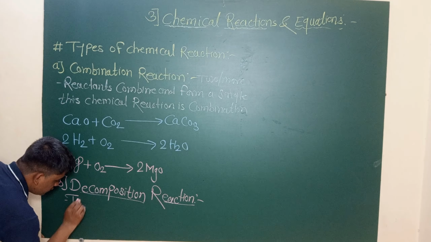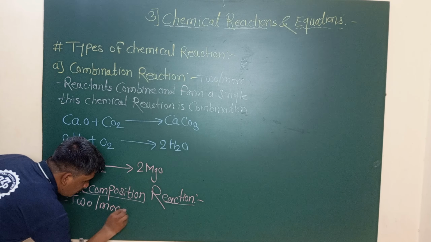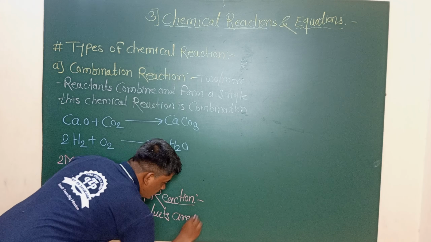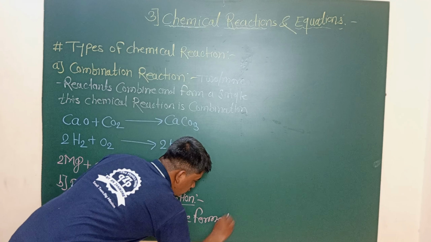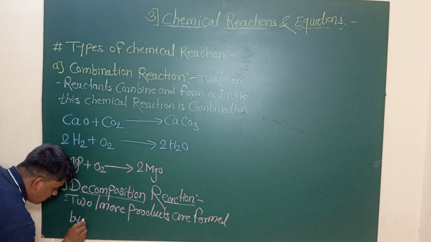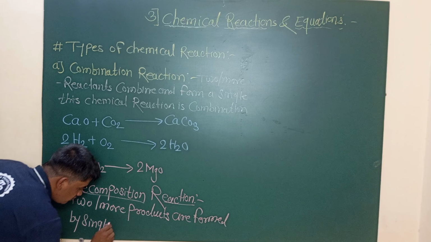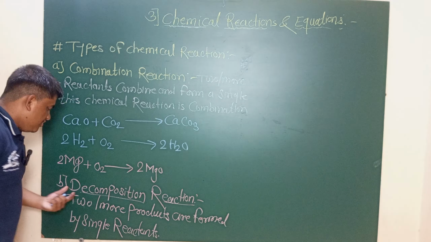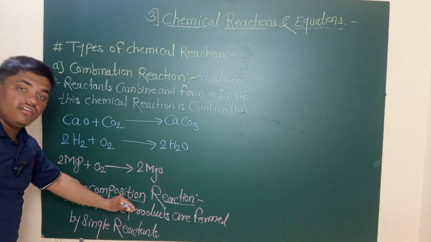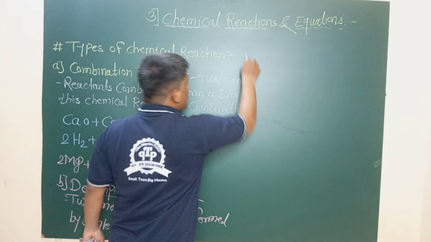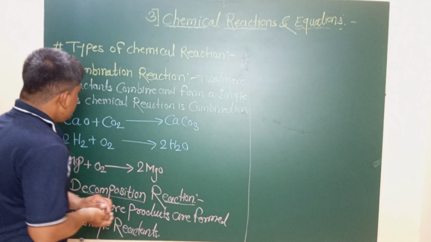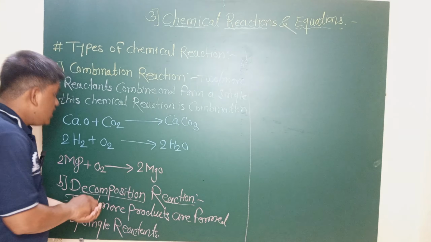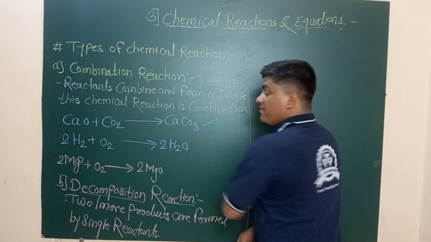Two or more products are formed by a single reactant. This decomposition reaction is exactly the opposite type of the combination reaction. Because in combination reactions, two or more reactants combine to form a single product. But in the decomposition reaction, we take the same example of calcium carbonate.